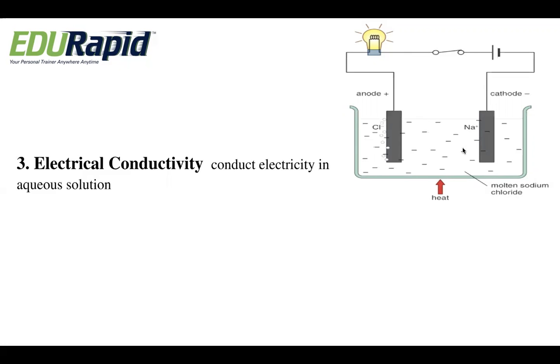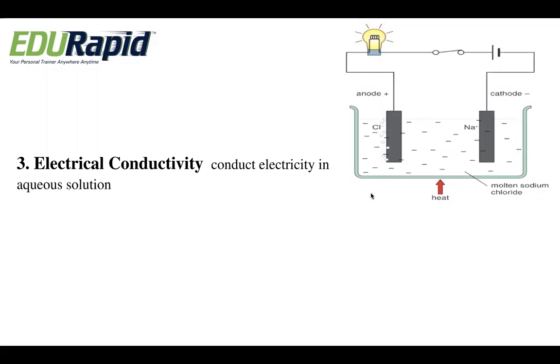When we connect them to the circuit, we complete the circuit by inserting a bulb. So when we heat it, what happens? The bulb will glow. How will that bulb glow? When we apply the heat, the electrolyte, that is molten sodium chloride, will undergo dissociation, which means it will break up into sodium plus ions and chlorine minus ions.